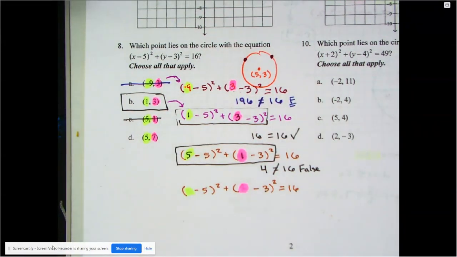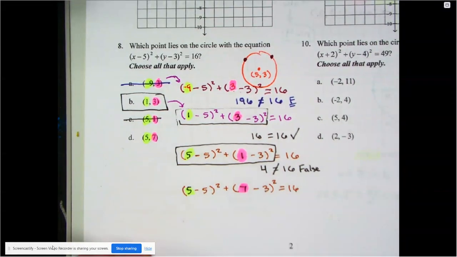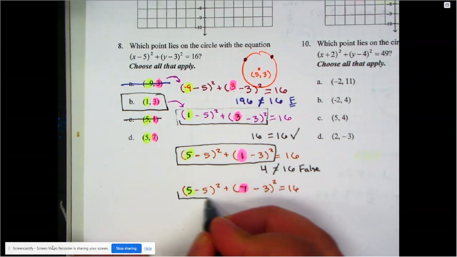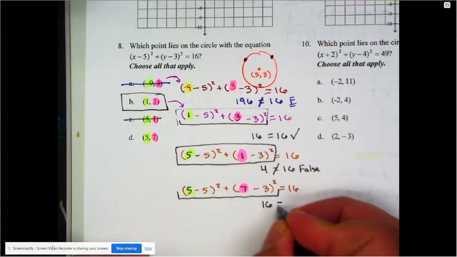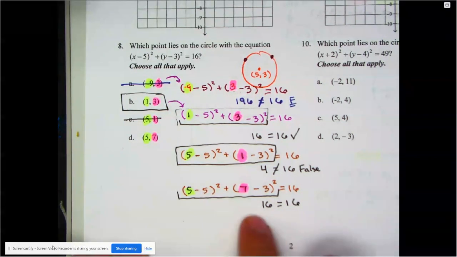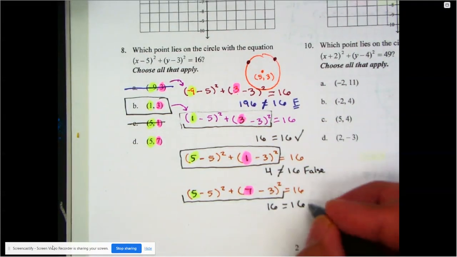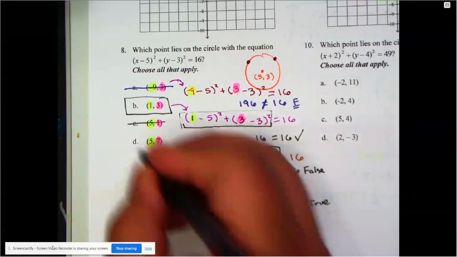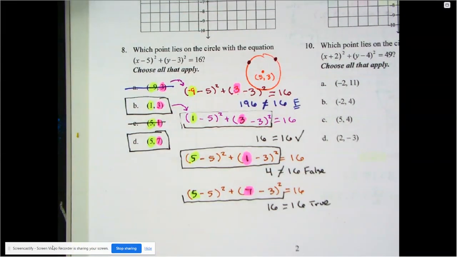It's just plugging in, and you're doing it on Desmos to save time. Here's the 5, here's the 7, and according to Desmos, all of this side right here is going to equal 16, and that's what we want. 16 is equal to 16. This thing works out perfectly, and so now we can easily say that, yes, this is a true statement, and so, yes, this is one of my answers, okay?